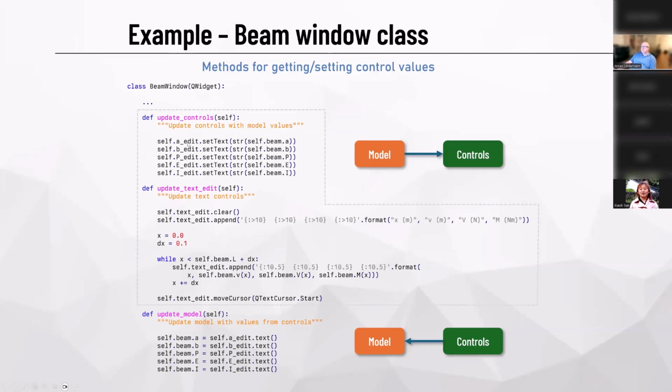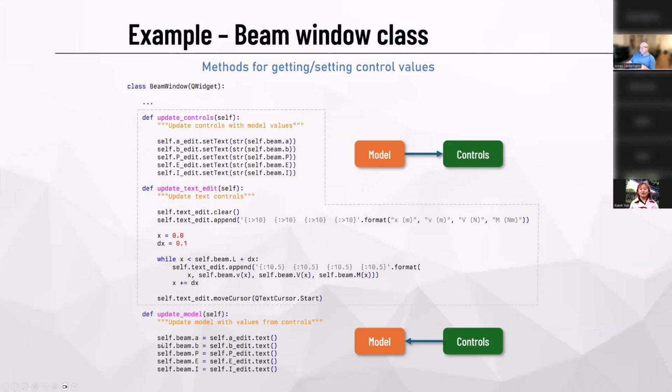Update controls will set the text here, convert the values of A, B, P, E, I of the model to text values in the controls. Going the other way around, update the text edit will do the plotting of the values in the text, so the values of the beam. And then I have update model going the other way around.